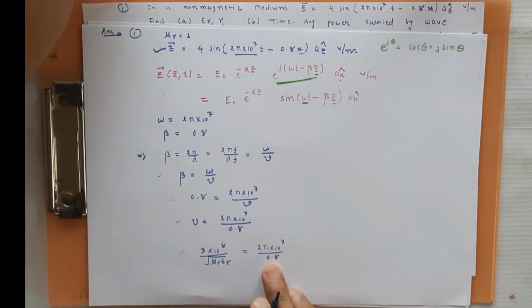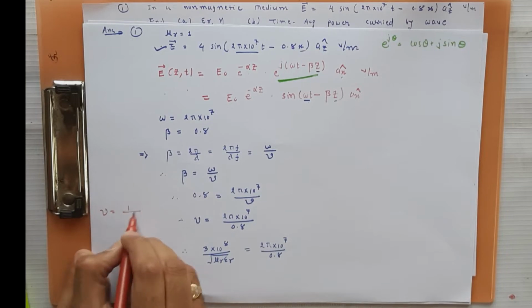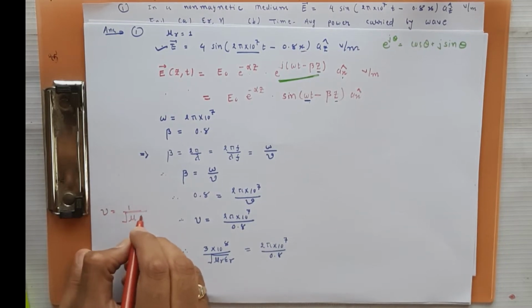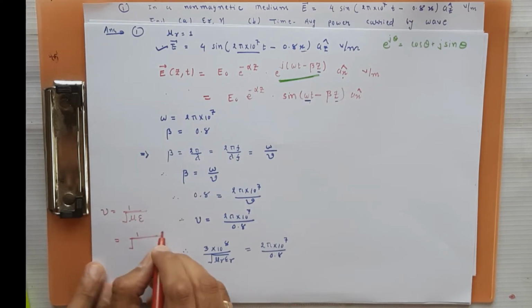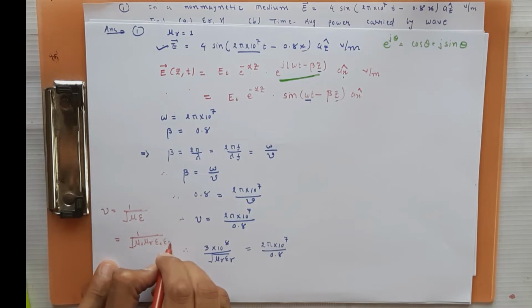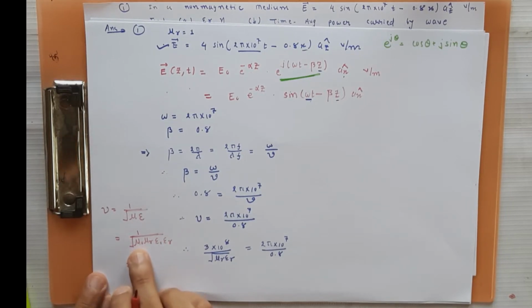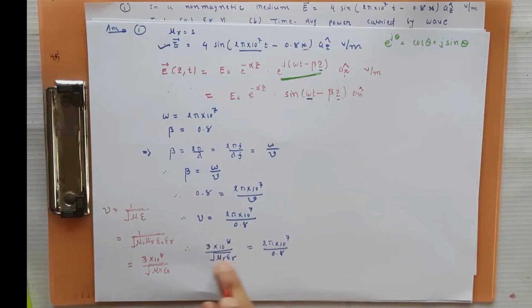From which equation do we have to write this velocity? We know that velocity v is equal to 1 upon under root of mu into epsilon. What is mu? Mu is mu 0 mu r, and epsilon is epsilon 0 epsilon r. We know the value of mu 0, 4 pi into 10 raised to minus 7, and the value of epsilon 0, 8.854 into 10 raised to minus 12. If I substitute these values, it is 3 into 10 raised to 8 divided by under root of mu r into epsilon r. So we have to put this one.